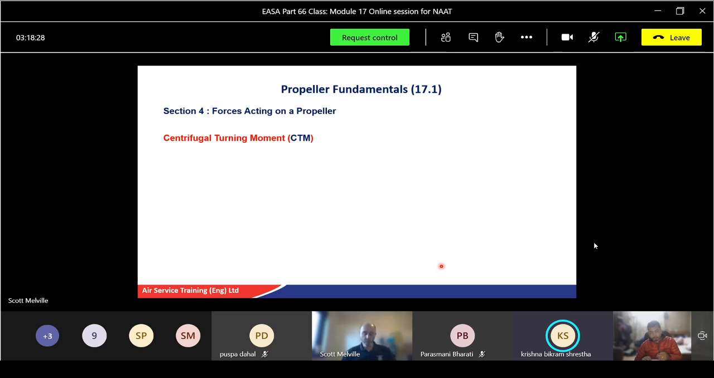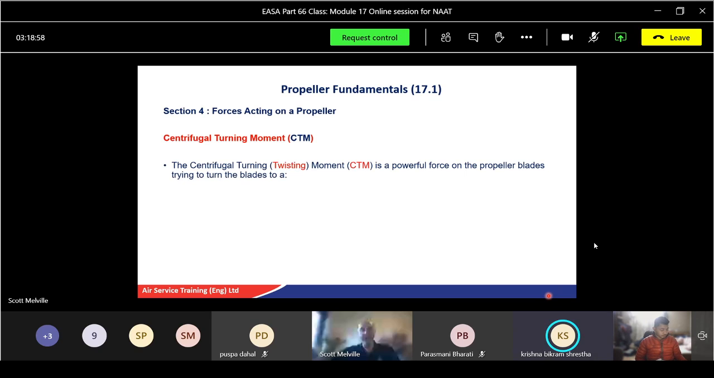So there are a couple of moments we're going to look at now. We're going to look at centrifugal turning and aerodynamic turning moments. Two different things that act in two different ways, but they are very similar. CTM, or centrifugal turning moment, or centrifugal force, back to physics, the force comes outwards. We've also got centripetal force, but we're only going to look at the centrifugal one, which goes outwards. So how is this going to affect the blades?